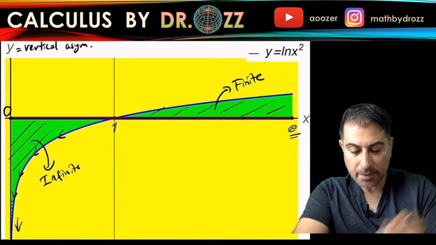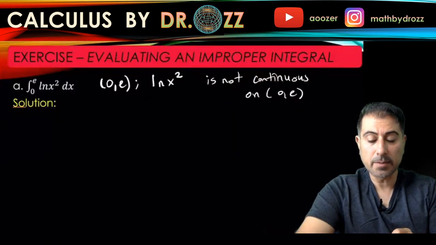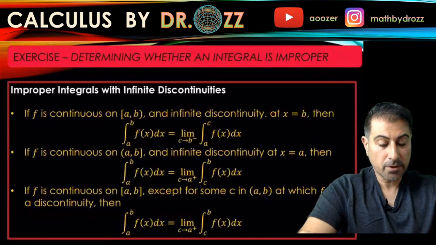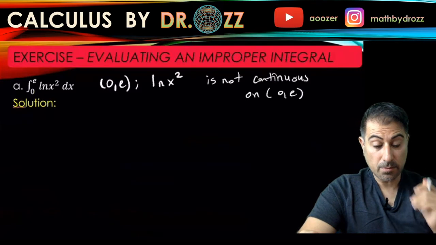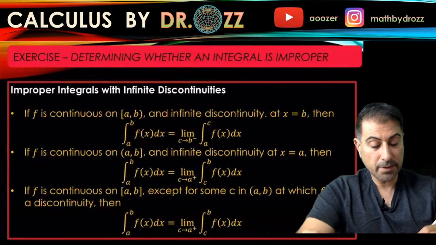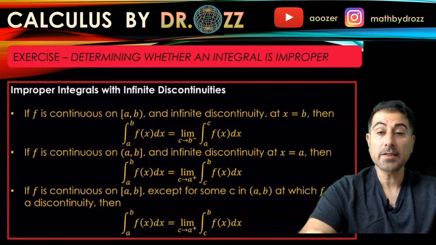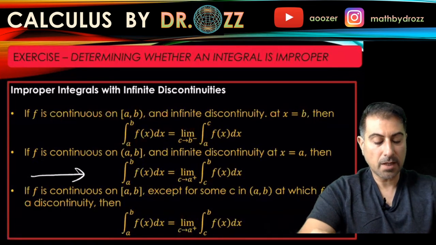Let's see what's happening right here. What I'm going to do is apply one of the strategies we discussed earlier. Essentially, the lower limit is the problem limit, so I am going to consider the second case here. The lower limit is a problem limit, so I'm going to approach it from the right. I'm going to replace that by c, and I'm going to approach c.